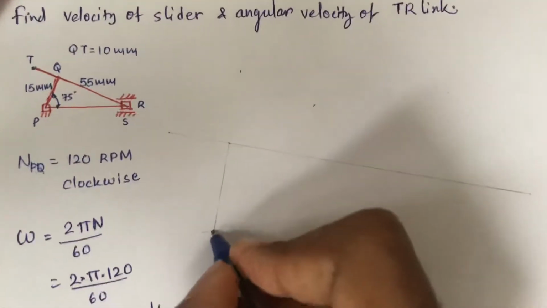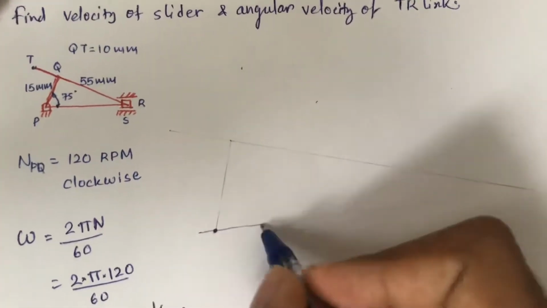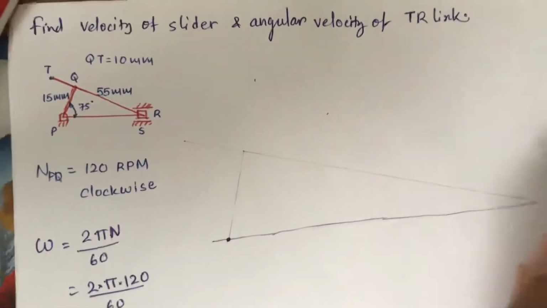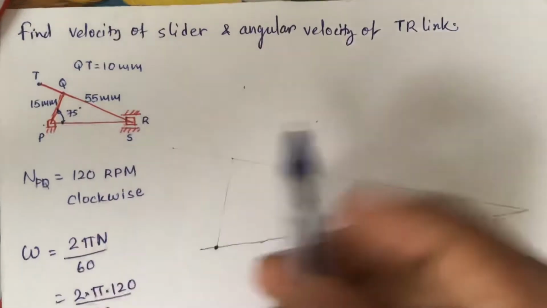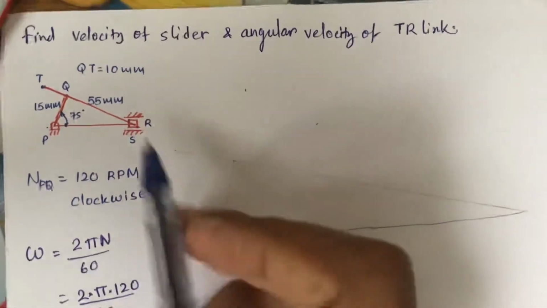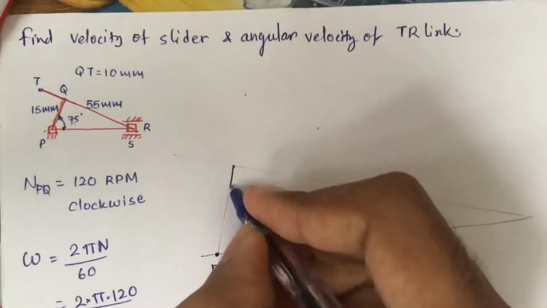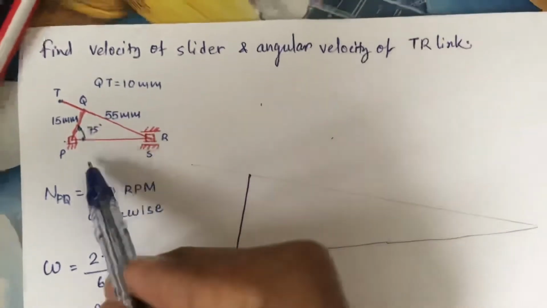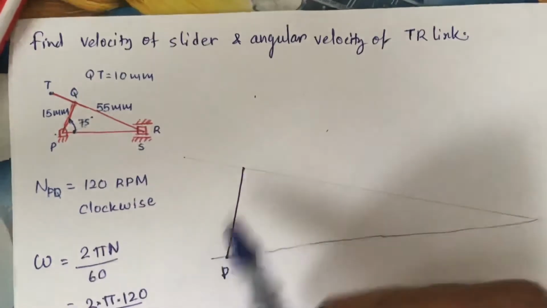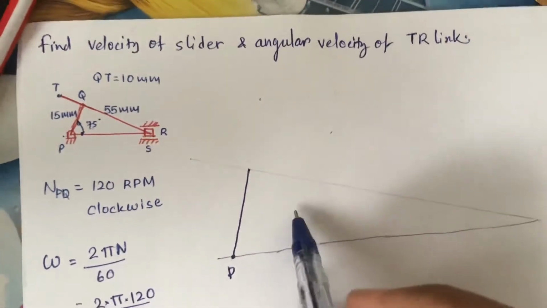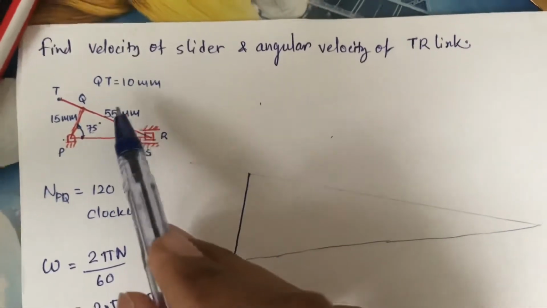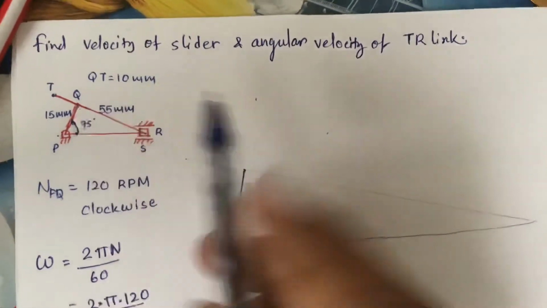So locate point P and draw a horizontal baseline. Here it is given horizontal, so this one is the P point. Measure 75 degrees and draw another line which is equivalent to 15 mm. In the same way, now 55, Q point is this one.